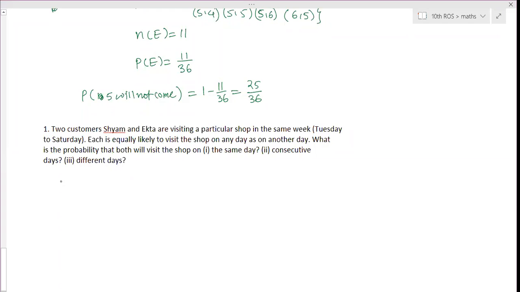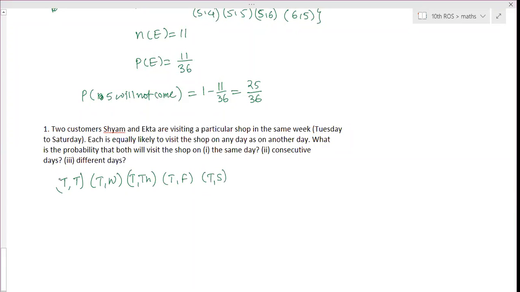So the first one: Sham is going on Tuesday. If Sham is going on Tuesday, then what about Ekta's possibilities? She may go on Tuesday, she may go on Wednesday, she may go on Thursday, she may go on Friday, she may go on Saturday.